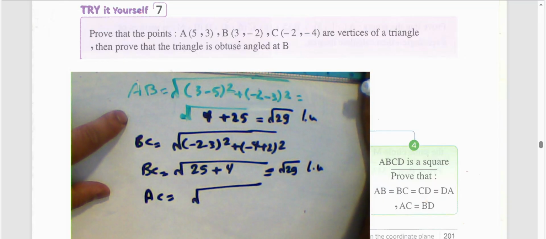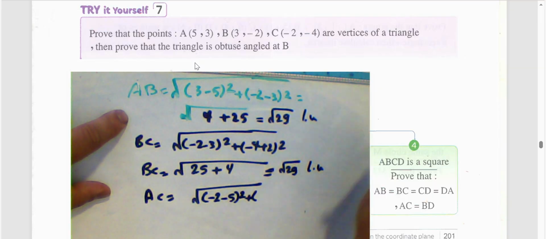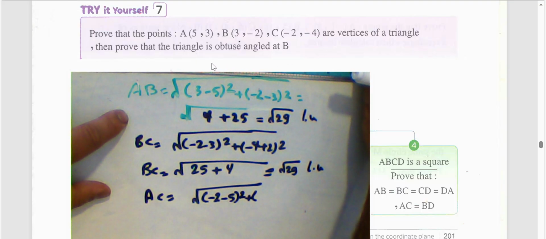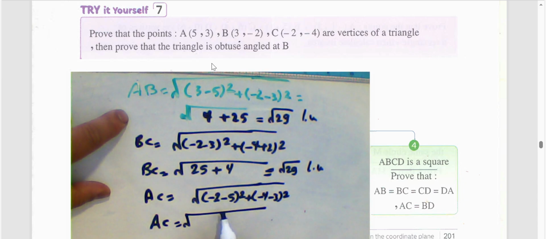And AC, look at here, A and C, we can write negative 2 minus 5 all power 2, and negative 4 minus 3 all power 2. Then AC equals square root of negative 2 minus 5, negative 7 power 2 is 49, and negative 4 minus 3, negative 7 power 2, it will be 49. The result will be 7 root 2.